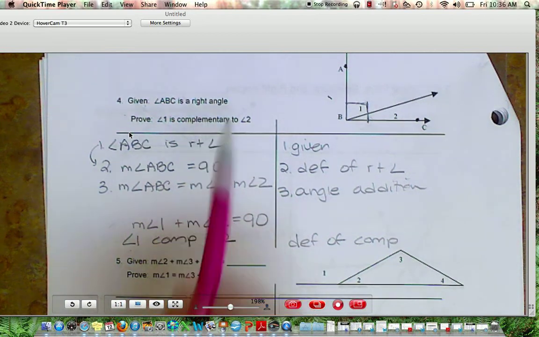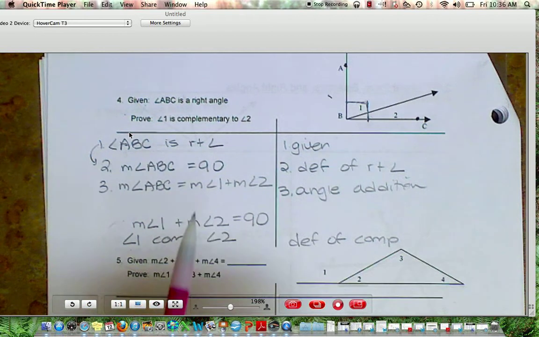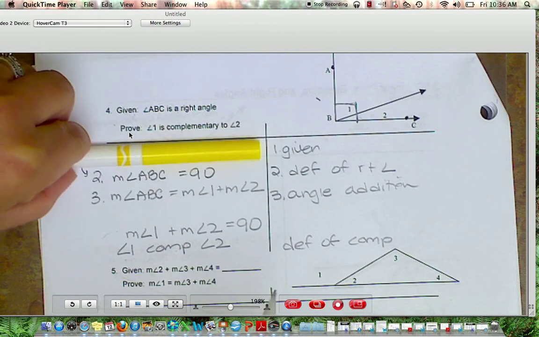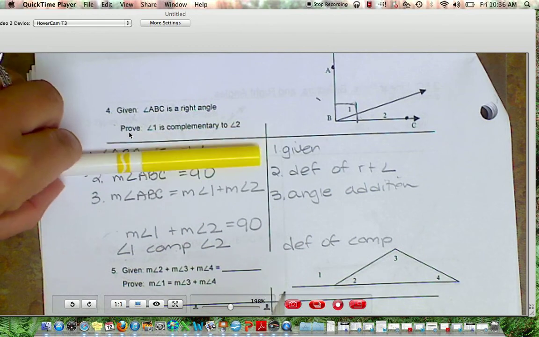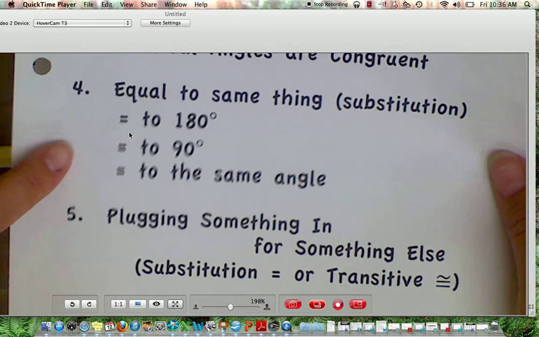Okay. So one of the things I tell my students is once you undo these wordy statements, you're done. You're not looking at it anymore. Don't cross it out, but you're not going to look at that anymore. So let me cover it up. So this is what we know. We know the measure of angle ABC equals 90 degrees, and we know the measure of angle ABC equals 1 plus 2. So we have two things that are both equal to the same thing. So that brings us to step 4.